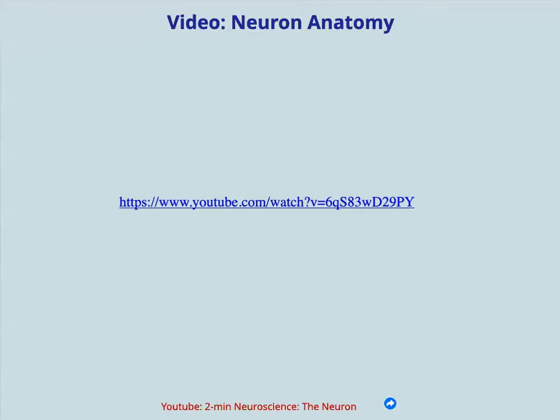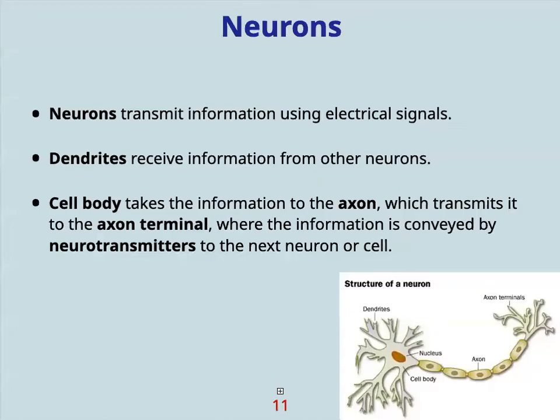So take a moment to review your neuron anatomy. You can watch this video. But keep in mind that information flows through a neuron in a certain direction, and that is from the dendrites across the cell body down the length of the axon and to the axon terminal. So there is a unidirectionality to the flow of signal across this neuron.